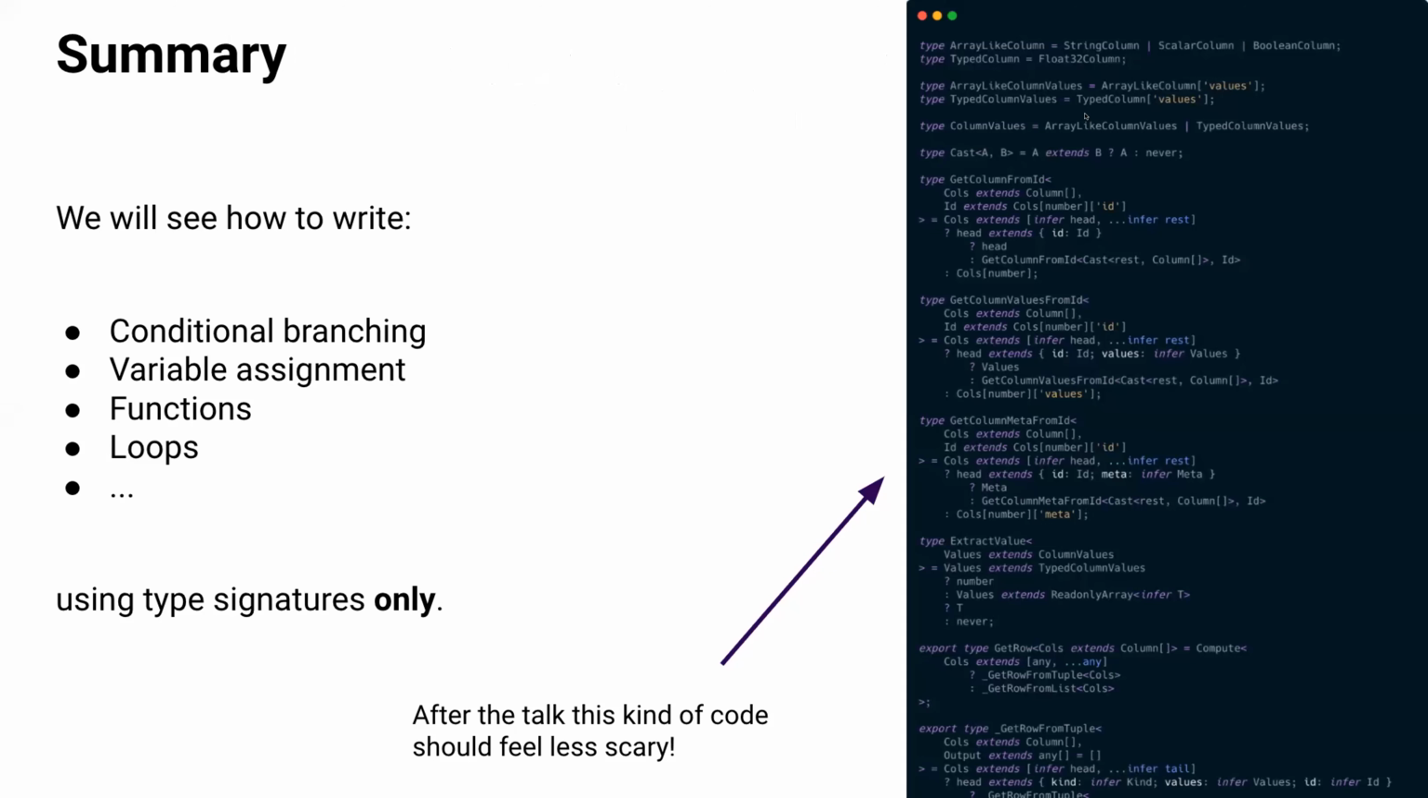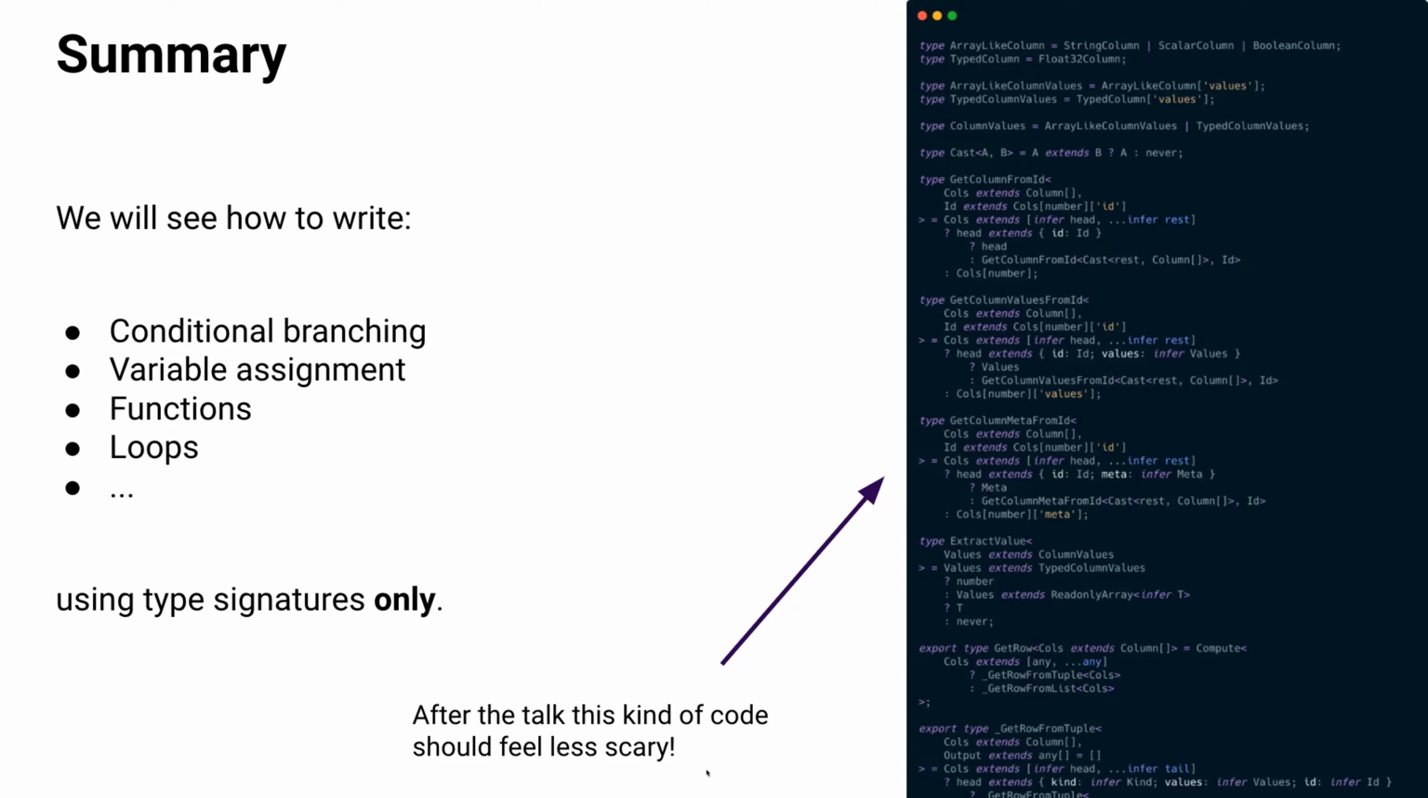It gives us a lot of power, and we can do a lot of stuff only with types. I essentially want to show you the building blocks that you are familiar with in regular programming languages, and show you that you can use the same problem-solving mindset at the type level that you would use with regular values. I'm going to go through conditional branching, variable assignment, functions, loops, and all of that using type signatures only.